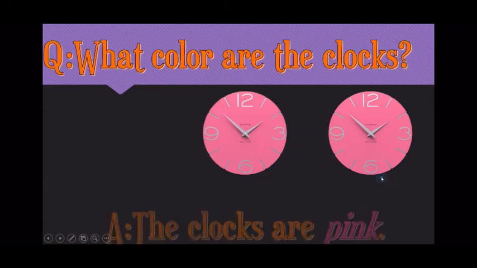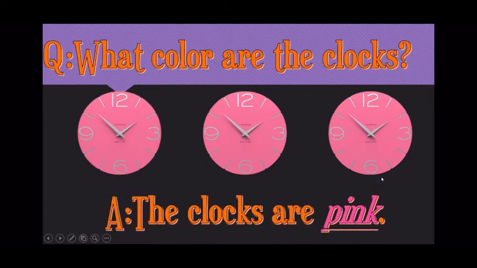Next, we have, what color are the clocks? So, how many clocks? 1, 2, 3. So, the question is in plural form. So, are, and then the subject is in plural form too.